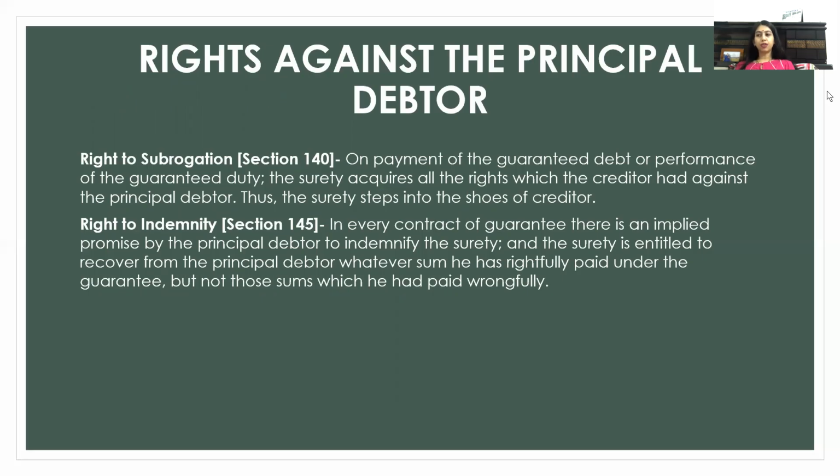Right against the principal debtor. First one, section 140, which talks about right to subrogation. On payment of the guaranteed debt or performance of the guaranteed duty, the surety acquires all the rights which the creditor had against the principal debtor. So the surety steps into the shoes of the creditor.